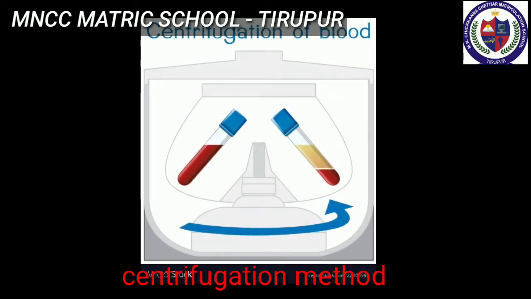Next, we move to centrifugation method. Centrifugation is the process by which fine insoluble solids from a solid liquid mixture can be separated in a machine called centrifuge. A centrifuge rotates at a very high speed. On being rotated by centrifugal force, the heavier solid particles move down and the lighter liquid remains at the top.